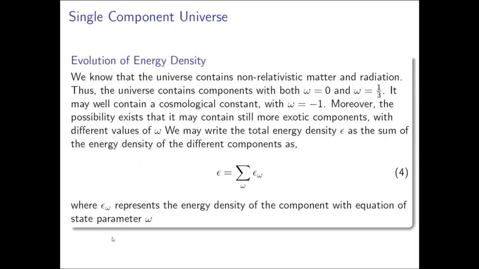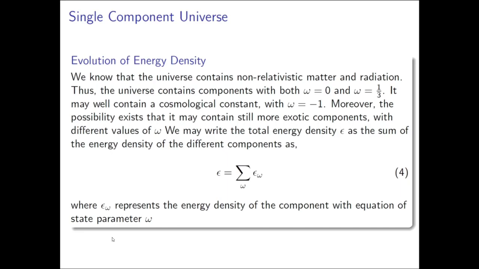The first one we're going to look at is the energy density, which is a very important property of the universe. As we have seen in the previous lecture, matter has the equation of state constant omega equal to 0, and radiation has the equation of state parameter omega equal to 1 by 3. We will also include the cosmological constant, which has the equation of state parameter equal to -1.